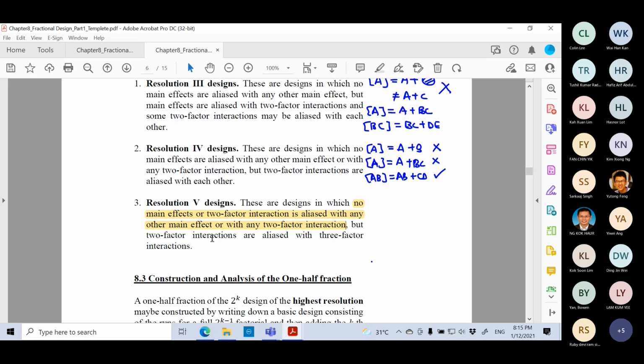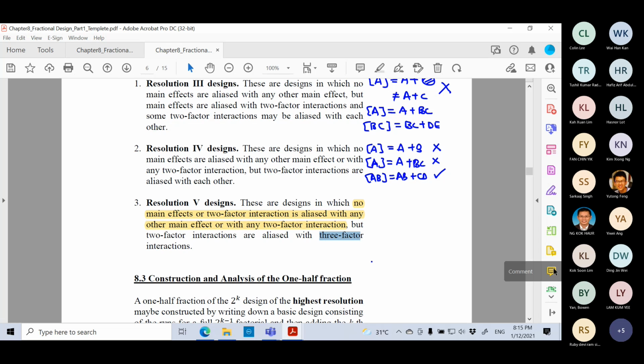Okay, so if the two-factor are aliased with the three-factor interactions, this will say that for the three-factor interactions, you can assume they are not important. If the three-factor interactions are not important, then what you calculate will be the two-factor interaction effect itself. Okay, because they have a linear structure.